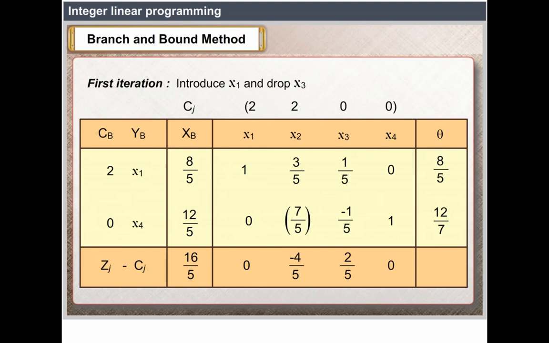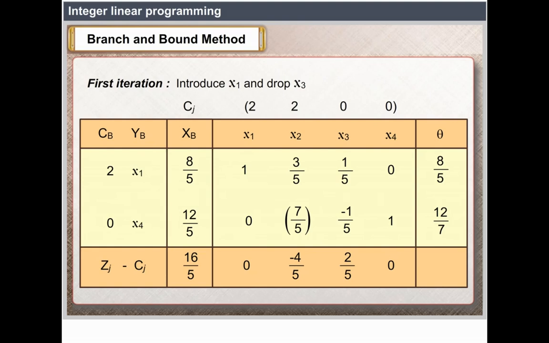Second row: 0 for CB, X4 for YB, 12 by 5 for XB, 0 for X1, 7 by 5 for X2, minus 1 by 5 for X3, 1 for X4. Then Zj minus Cj row denotes 16 by 5 for XB, 0 for X1, minus 4 by 5 for X2, 2 by 5 for X3, 0 for X4. Cj row denotes 2 for X1, 2 for X2, 0 for X3, 0 for X4.